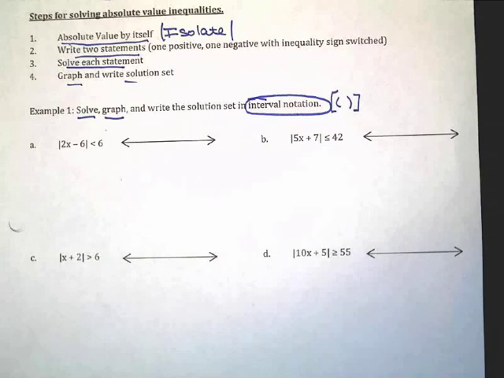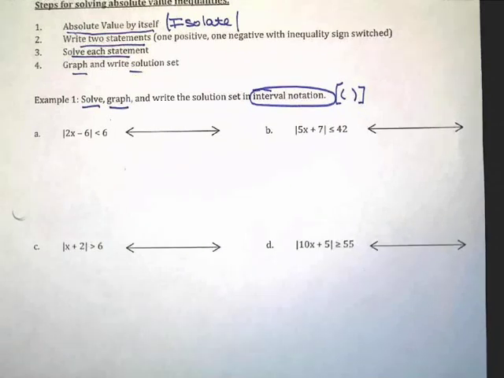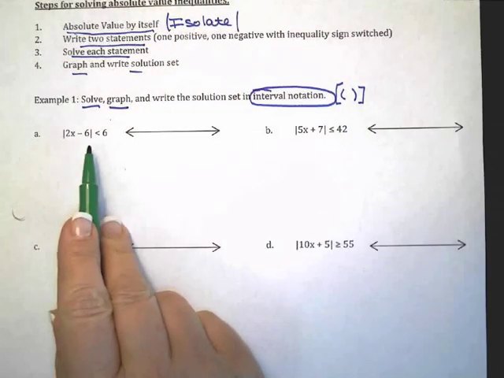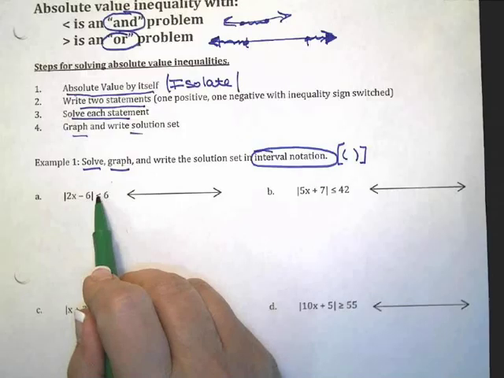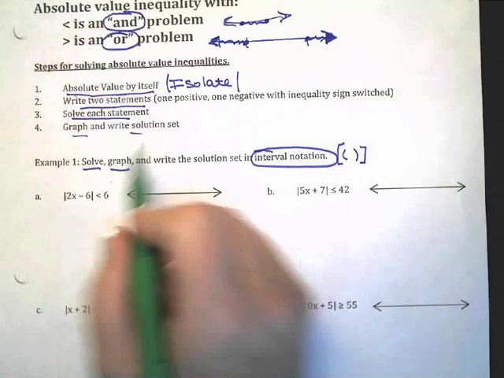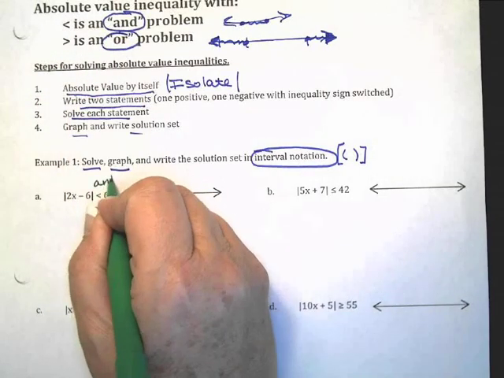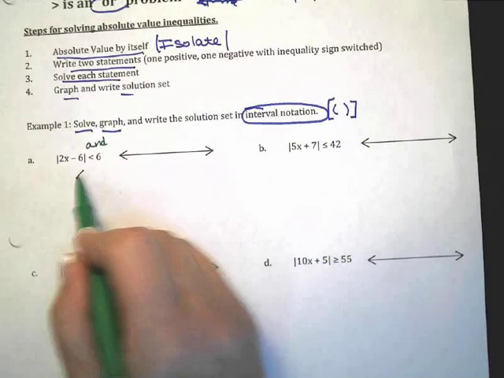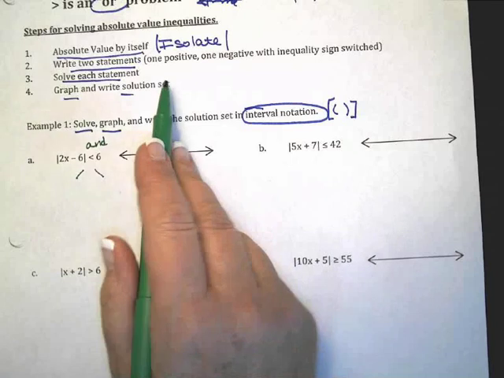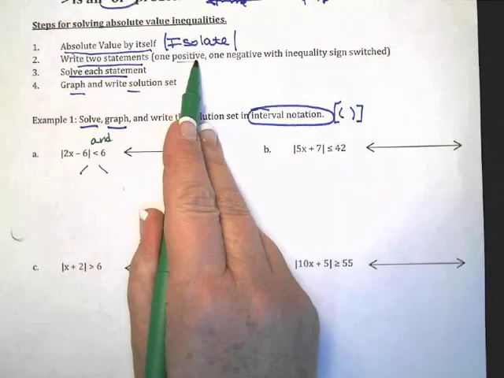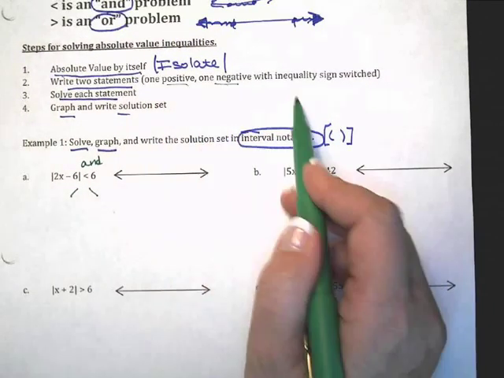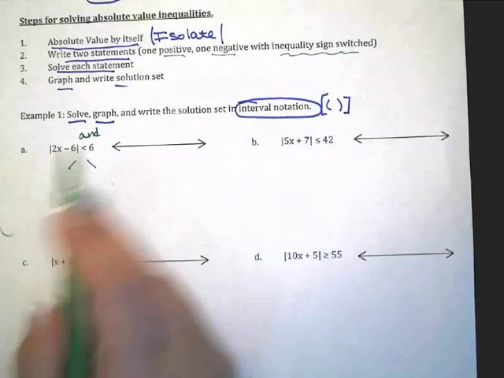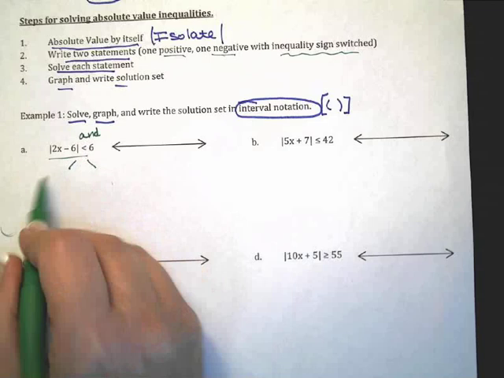So let's look at example A. So notice our absolute value is already isolated by itself. So at this point, we can now look at this symbol, which is a less than, and this will end up being an and compound inequality. When we separate into our two statements, one will be with positive, one will be with negative, and with the switched inequality sign. So our first inequality stays pretty much the same.